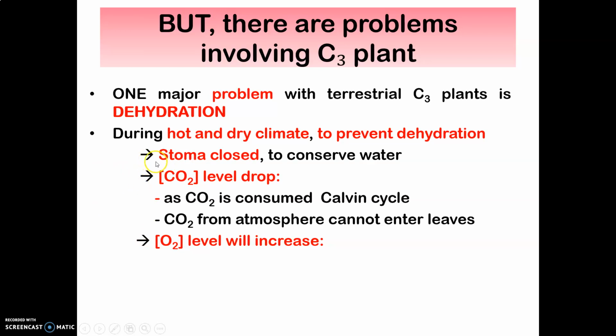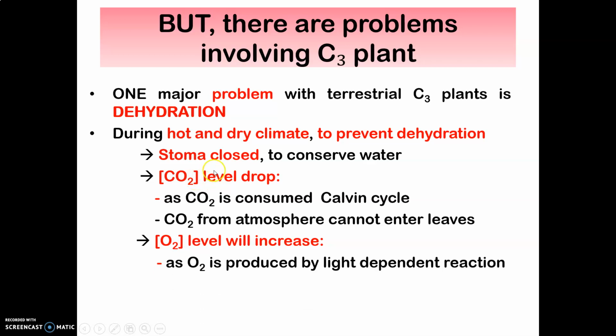Carbon dioxide akan drop sebab stoma tu liangnya akan allow oxygen untuk diffuse out, untuk keluar daripada daun, dan carbon dioxide to enter the leaf. Bila stoma close, bila pintu tutup, awak tak boleh masuk. Sama juga dengan stoma. Bila stoma close, carbon dioxide tak boleh masuk dalam daun, menyebabkan the level of carbon dioxide drop. Kenapa carbon dioxide drop? First, sebab dia tak boleh masuk. Yang kedua, carbon dioxide yang berada di dalam daun akan digunakan untuk Calvin cycle.